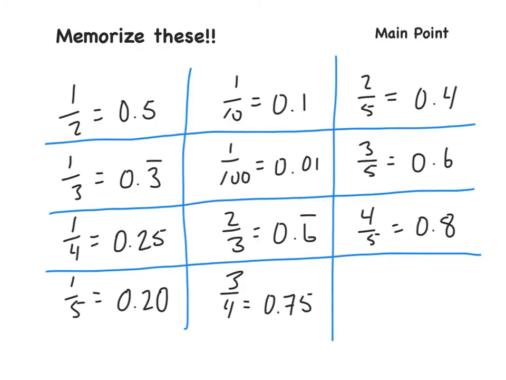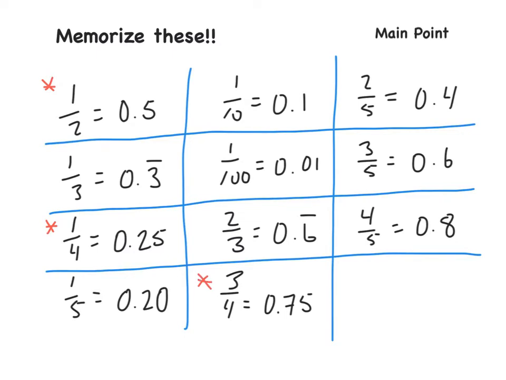Alright, to make this chapter exponentially easier, I highly recommend memorizing all of these fraction to decimal equivalents. I'm going to group together a couple of them for you right now, which might make a little bit more sense. So I'm going to couple 1/2, 1/4, and 3/4 together for you.